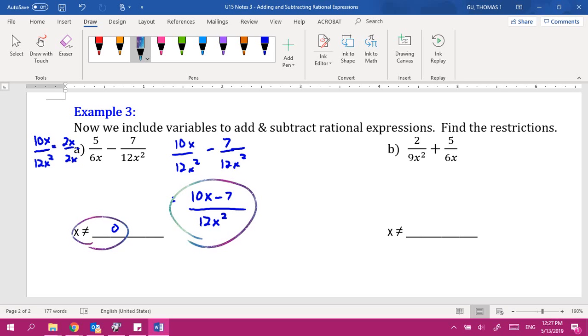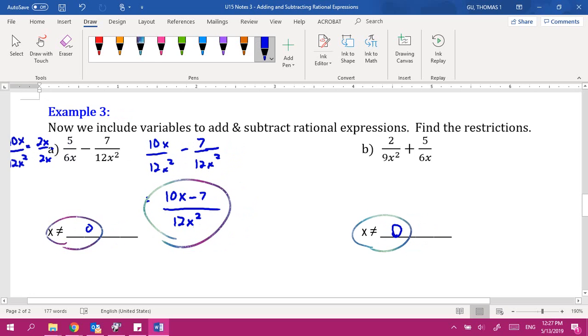Let's go to B then. On B, what are my restrictions here? X is not equal to 0. That's right. Very good. All right, and what is my least common denominator on B going to be? 18x squared. That's right. So how do I get 9x squared to 18x squared? Times 2 over 2. Which makes this what? 4 over 18x squared.